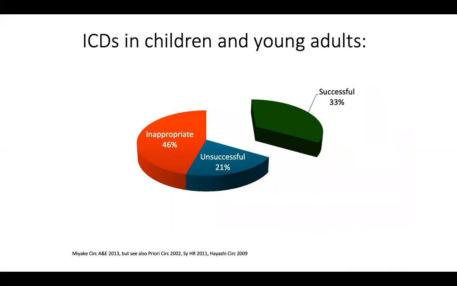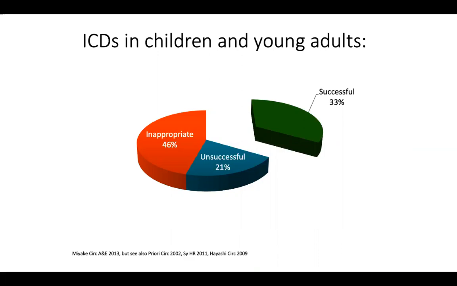What about ICDs? The data for ICDs in children and young adults is quite different than the data in adults. The rate of successful defibrillation in children, meaning a defibrillation for an event that seems likely to have been an aborted sudden cardiac death event. Now I'm going to put aside what successful ablation really means and whether every one of those is a sudden death, but a successful ICD shock is about a third. But it's important to recognize that the lifetime risk of inappropriate shocks is about 46% and unsuccessful ablation at 21%.